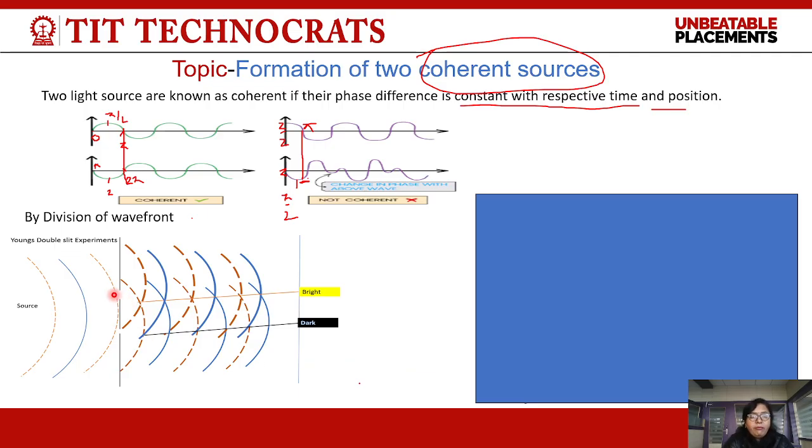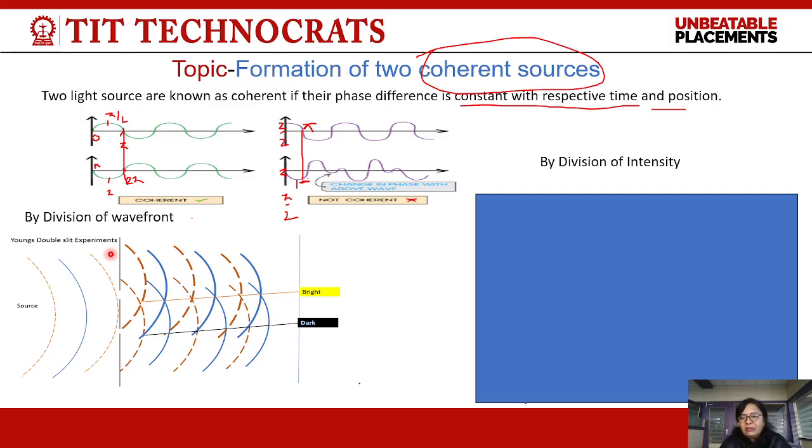So in this way, what we are doing is dividing the wavefront into two small wavefronts, and we produce two coherent sources. This method is basically used for the production of coherent sources by the division of wavefront. Now we are moving towards the next technique.